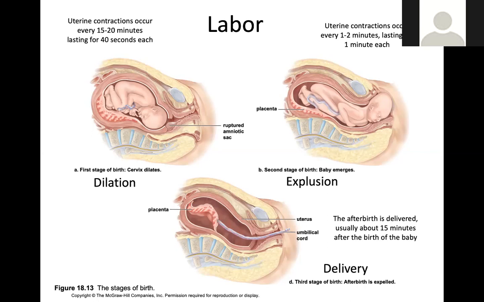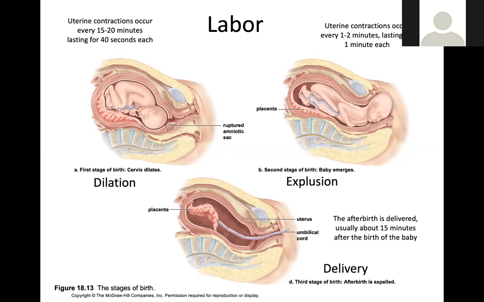The uterine contractions occur at this time every 15 to 20 minutes, and they last for about 40 seconds each. And you'll see as we get a little bit down the line here that the contractions are going to get a little bit more frequent. Okay, so we dilated, now we're going to have expulsion.